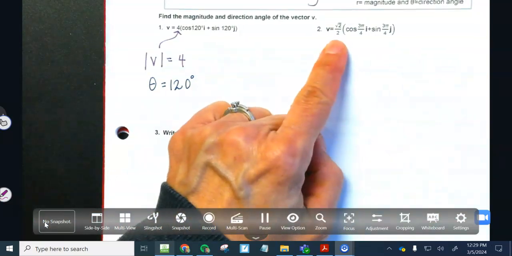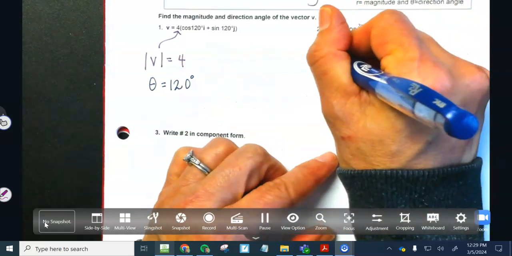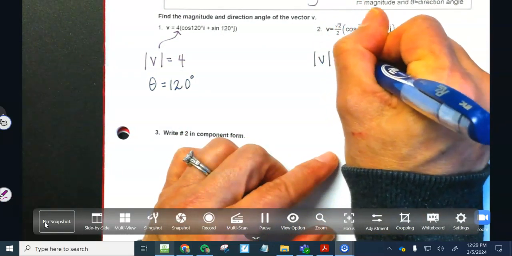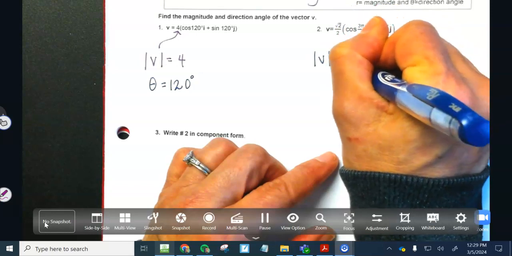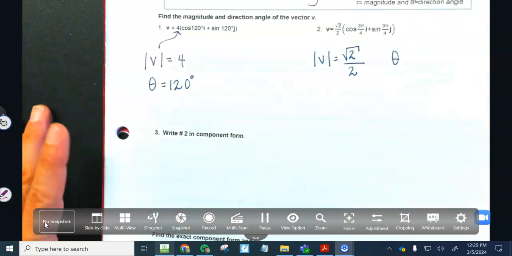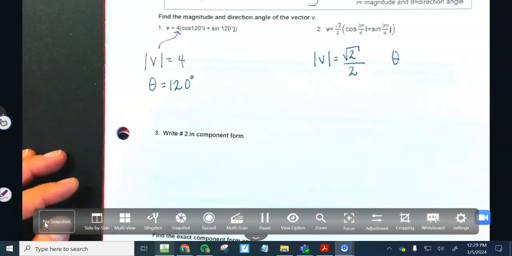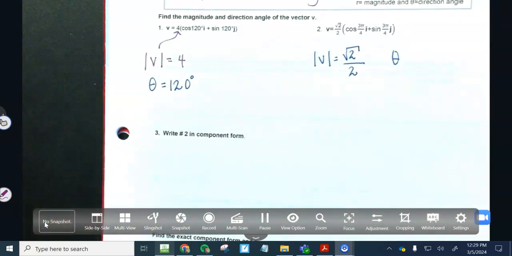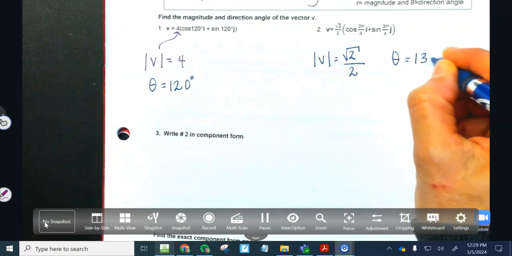So over here for problem 2, the magnitude is the number in front. So the magnitude is root 2 over 2. And then our angle, let's go ahead and write 3 pi over 4 in degrees. Do y'all remember that? Second quadrant. 100 and... What's 90 plus 45? Yeah, that's it. 135.